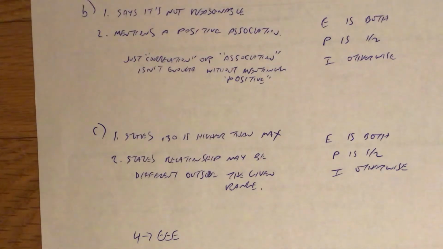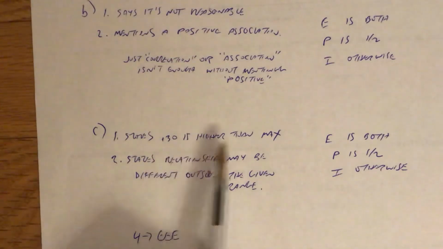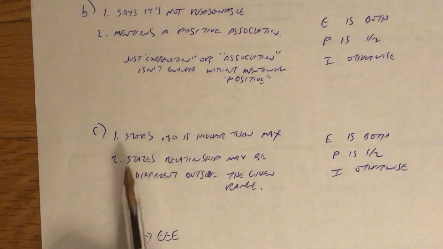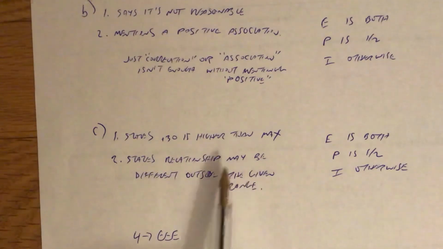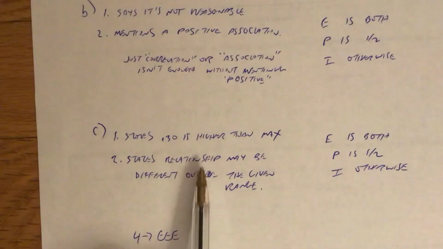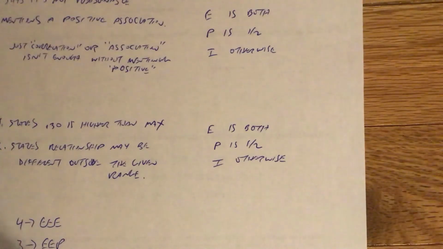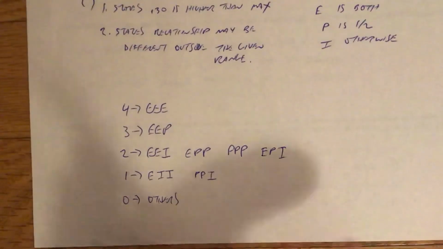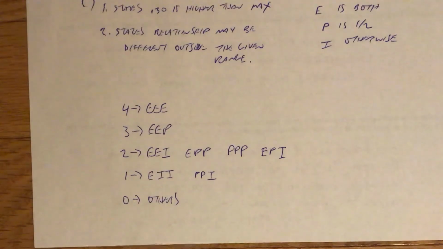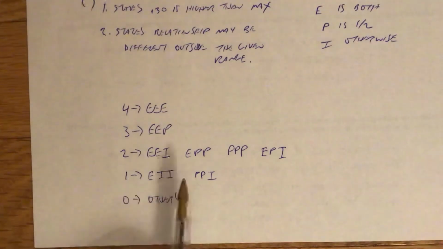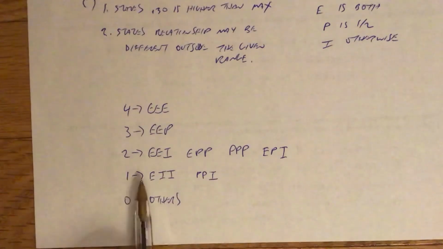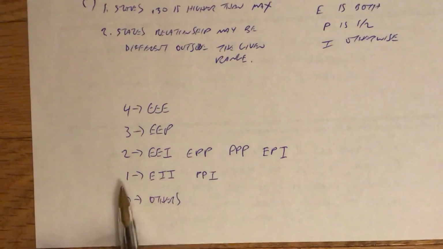And part 2 says states relationship may be different outside that given range, right? So you're stating, number one, the point is outside the range, and then this is the justification. Why is that a problem? Because since it's outside of the data relationship, you don't know if the relationship is continuing. E is if you cover both things, P is if you cover one, I otherwise, and it's got the traditional scaling here that, 3 E's get you 4, E, P get you 3. Some weirdo combination here is getting you 2, a weak combination, either only one E or two P's is getting you a 1, and then anything less than that gets you 0. All right, so that covers that regression problem.